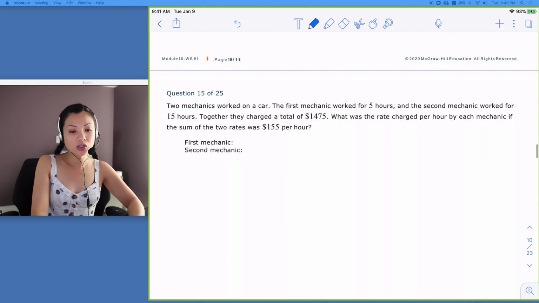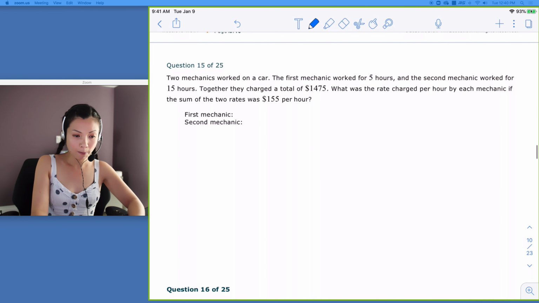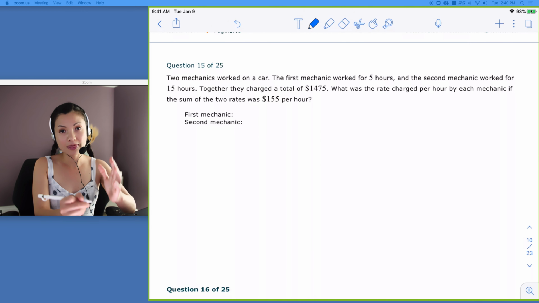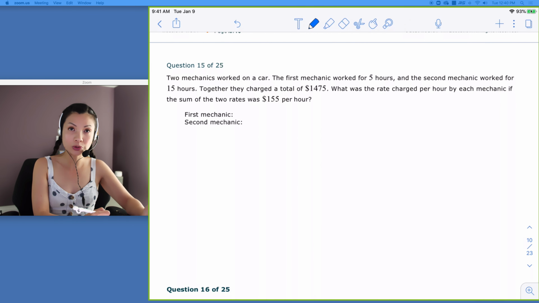All right, moving on to some application problems. For application problems, you need to read the problems carefully, come up with the variables, then use the variables to write the equation, then solve the equations.